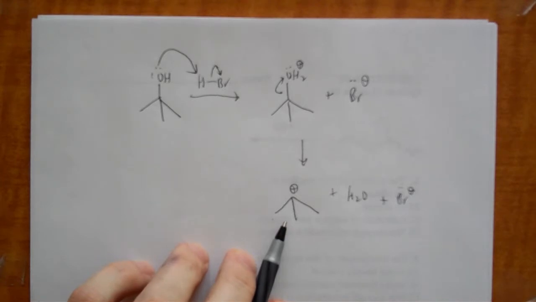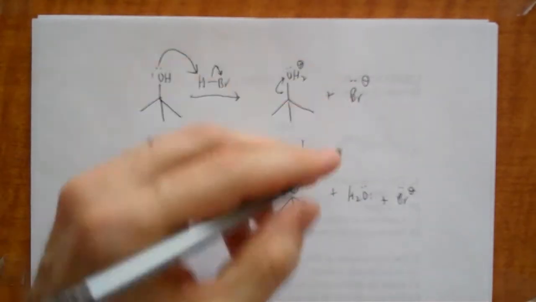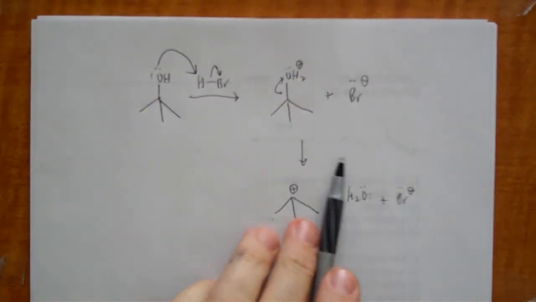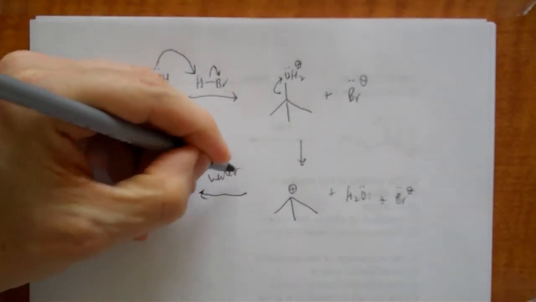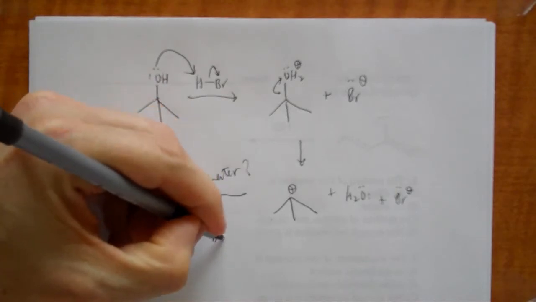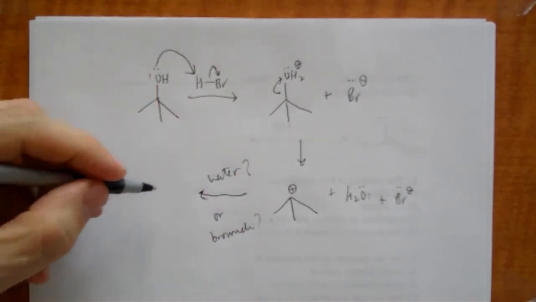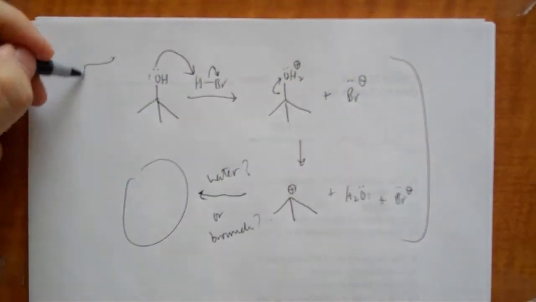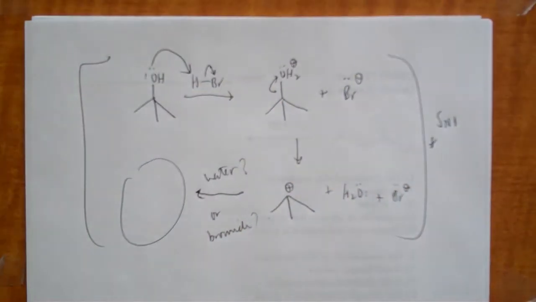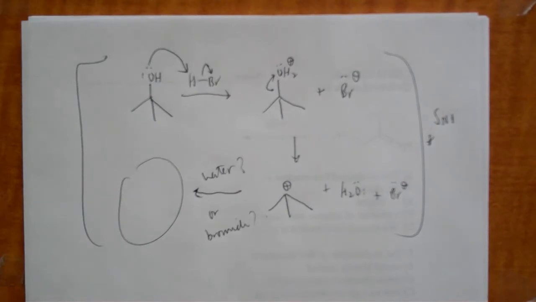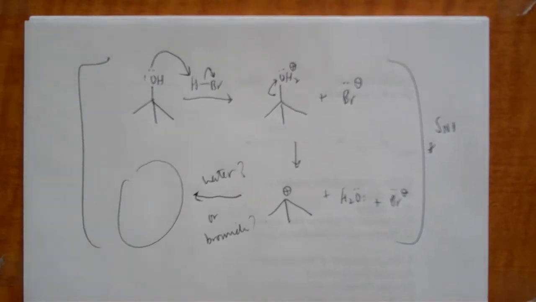So what happens now? Well, 2 possibilities. Water can come in, or that can come in. Which happens? I'm going to leave that as a question. Water or bromide? Okay, and that is another S, SN1. Okay, so that's the first part of lesson 6.